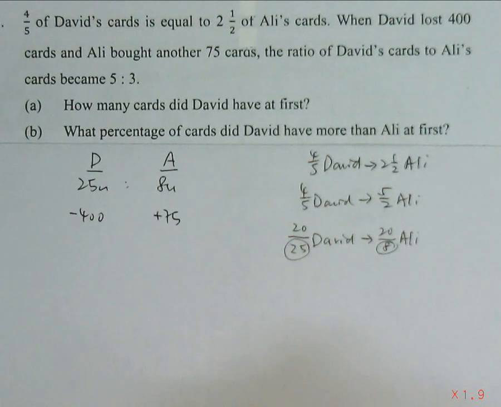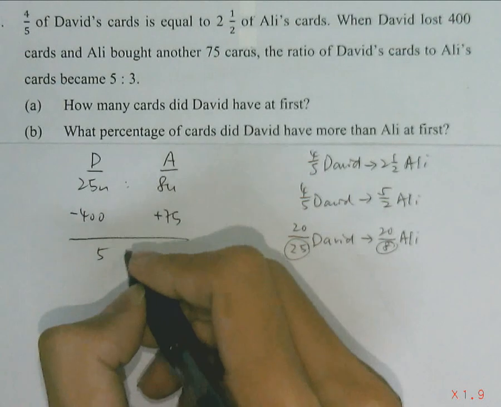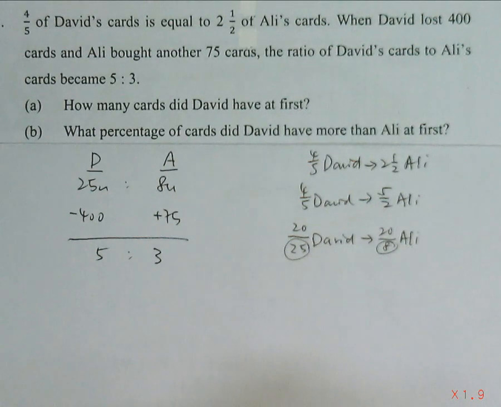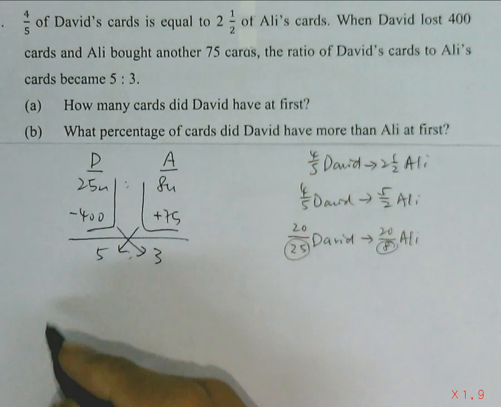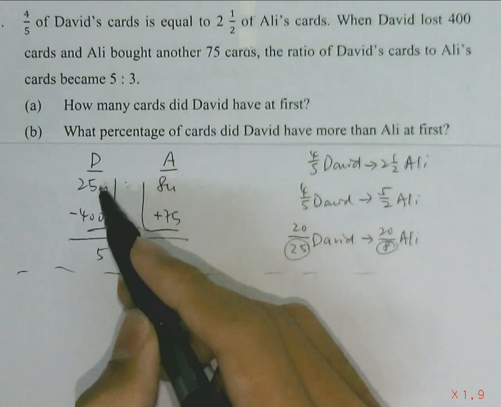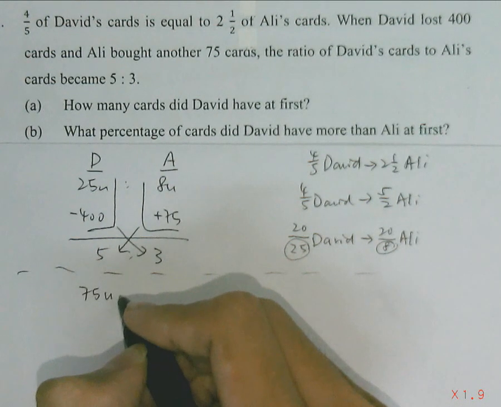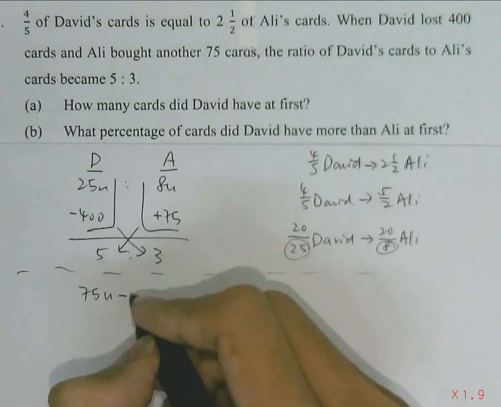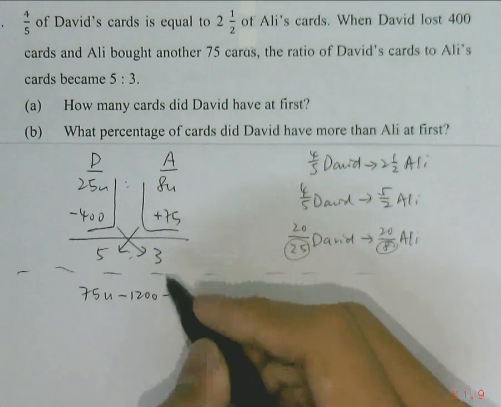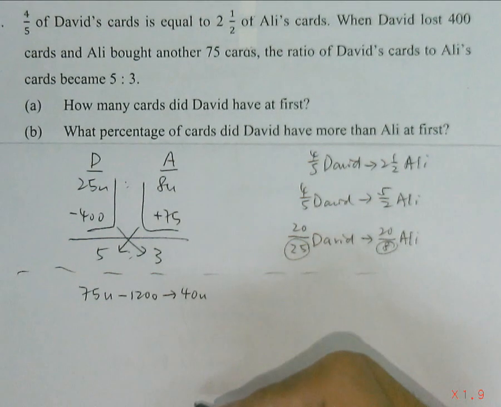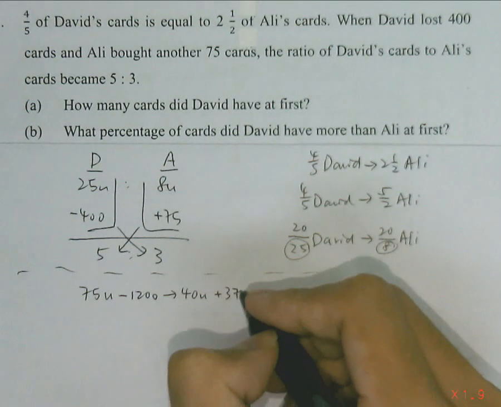In the end, the ratio of David's cards to Ali's cards became 5:3. So now we can use our cross multiplication. So 25 times 3 will give us 75 units, minus 400 times 3, giving us 1200. This will be equal to 8 times 5 units, giving us 40 units, and 75 times 5, giving us 375.